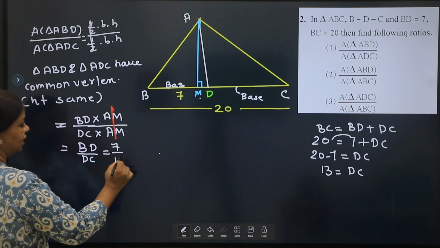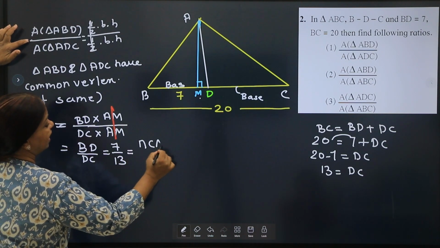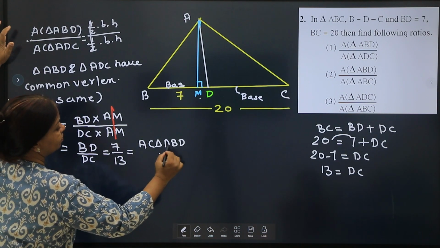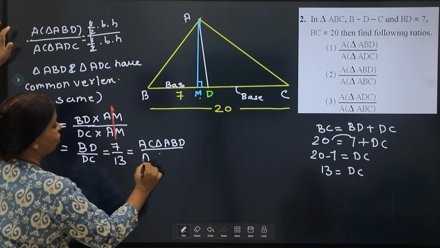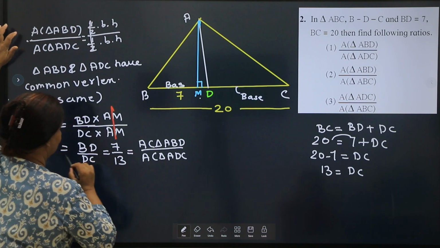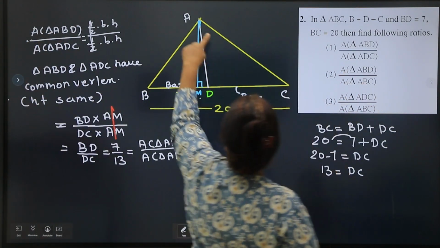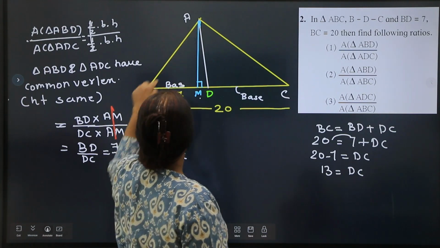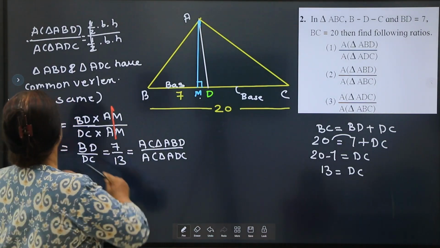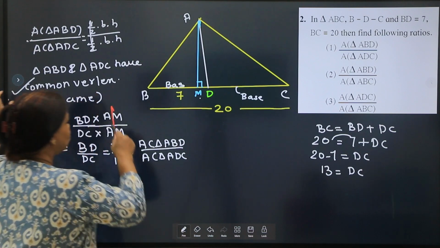So 7 upon 13 is the ratio of the area of triangle ABD upon the area of triangle ADC. So we are done with the first thing. Let us find ABD upon ABC. ABD and ABC. Again children, they both have the common vertex. So their height will be the same, and what is the height? AM. So height gets cancelled.